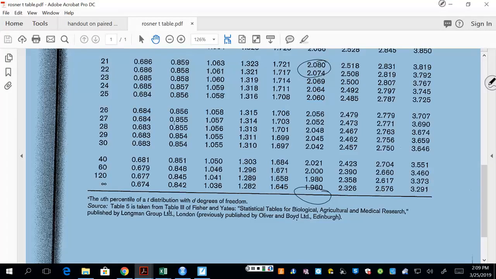There's not much difference between 120 and infinity, just 1.98 to 1.96. So most things in that range, thinking 1.97, is going to be accurate enough for the class. It's not taking the 1.96 value because we're not actually normal. We need the t because we're estimating the standard error.